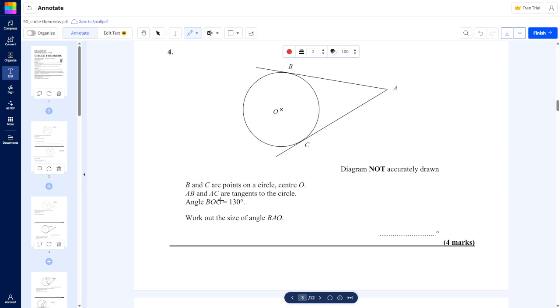Here, B and C are points on a circle. Oh, AB and AC are tangents to a circle. Angle BOC equals 130 degrees. Work out the size of angle BOA. Okay, this is okay. Here, AC and AB. Okay, here, this angle over here is 130 degrees.